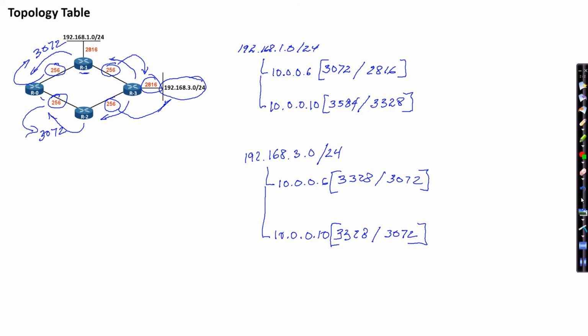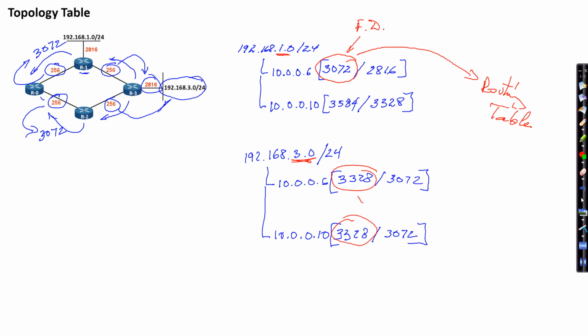Next, router 0 will find which is the fastest way to get to the remote networks. With the 1.0, this is its lowest number, so this is the feasible distance, and that network will be copied to the routing table. For the 3.0 network, both costs are the same, therefore both of them are feasible distance. Now router 0 has two successors, and both of these paths will be copied to the routing table.